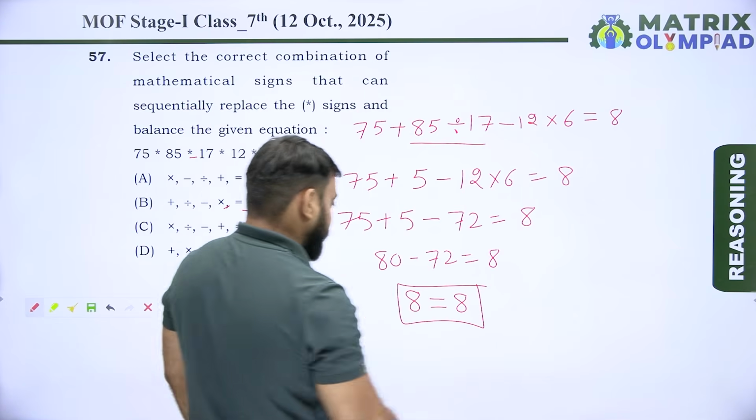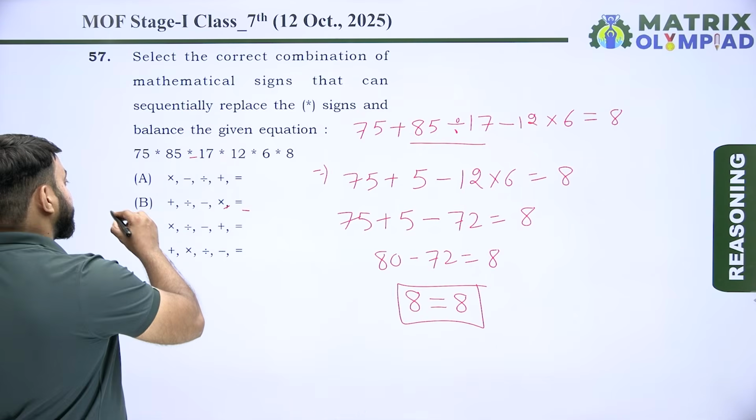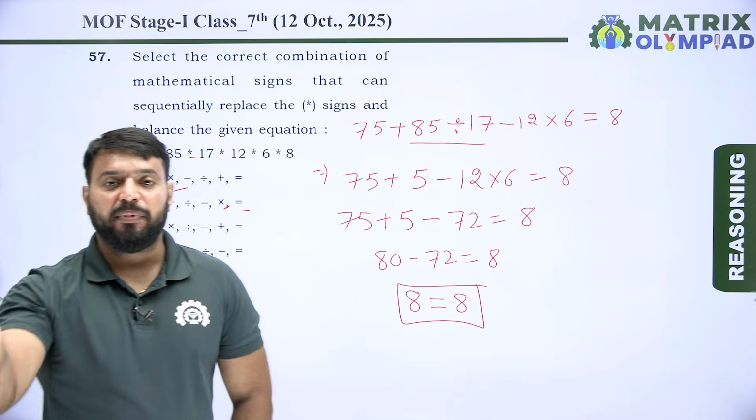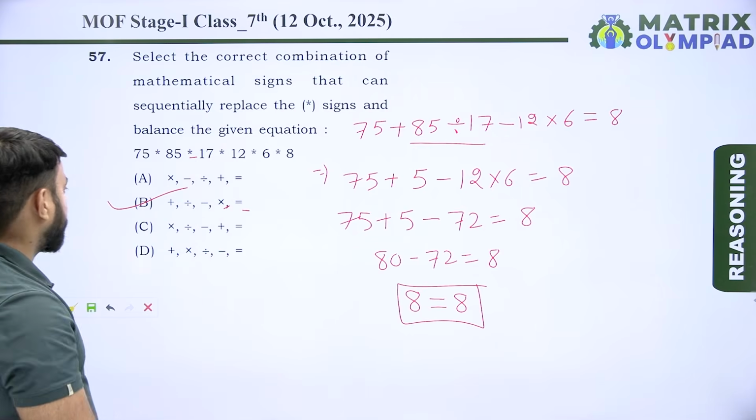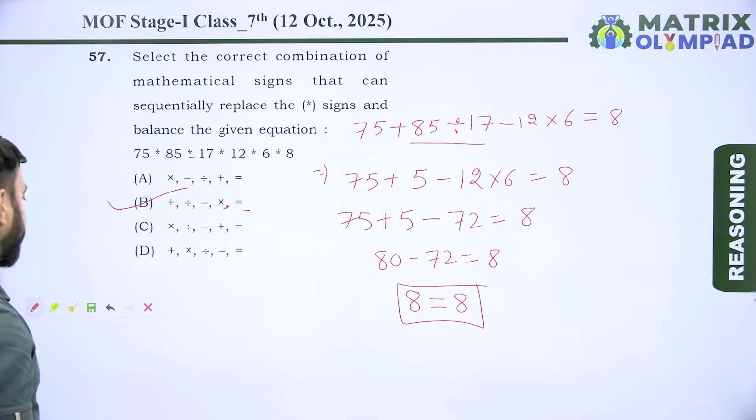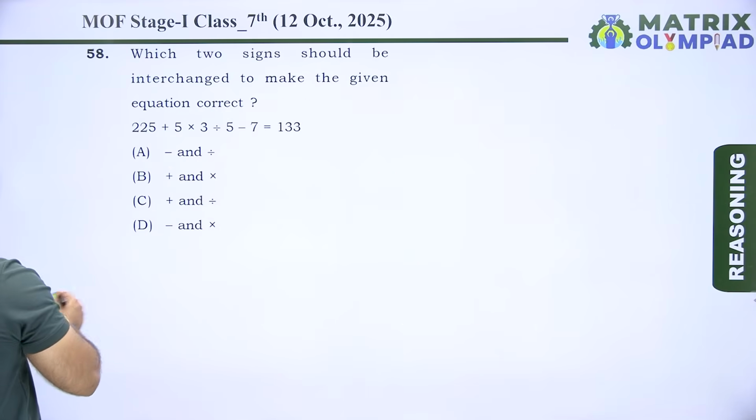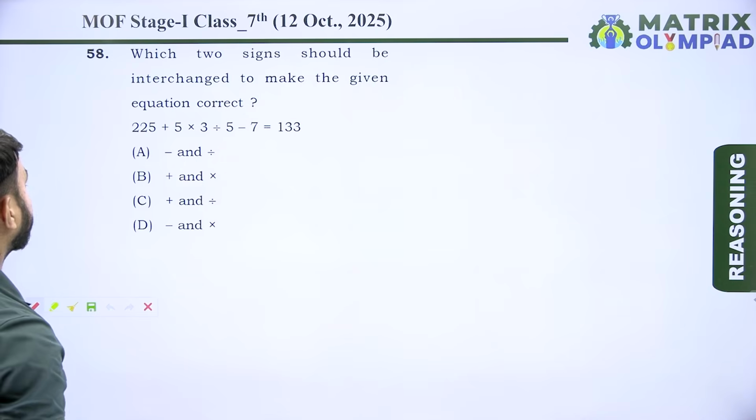Yes, option B is the correct answer of this question. Because option B balances the equation, here option B is the correct answer of this question. Let's move on to the next question. So now the next question is question number 58.